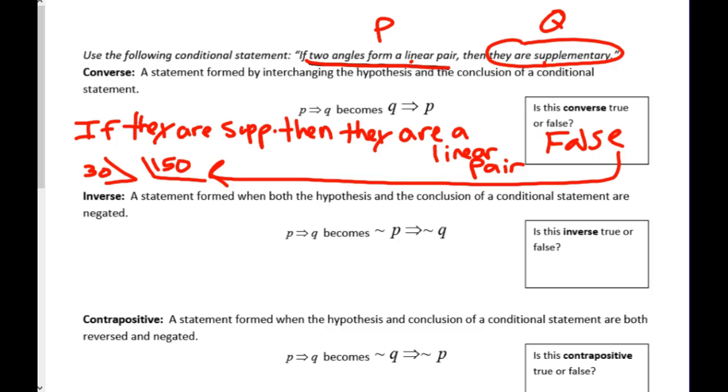Now we're going to do inverse, okay? Inverse is a statement formed when both the hypothesis and conclusion of a conditional statement are negated. Now real quick, here's a vocab word. Is everyone looking up here? Negated. What do you think that means? What does it sound like? It sounds like negative, which is the opposite of positive, right? So negated really just means an opposite.